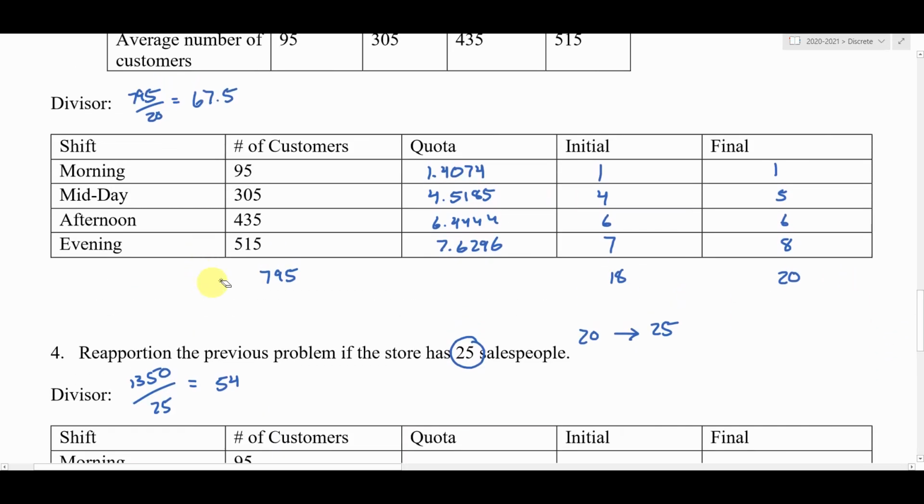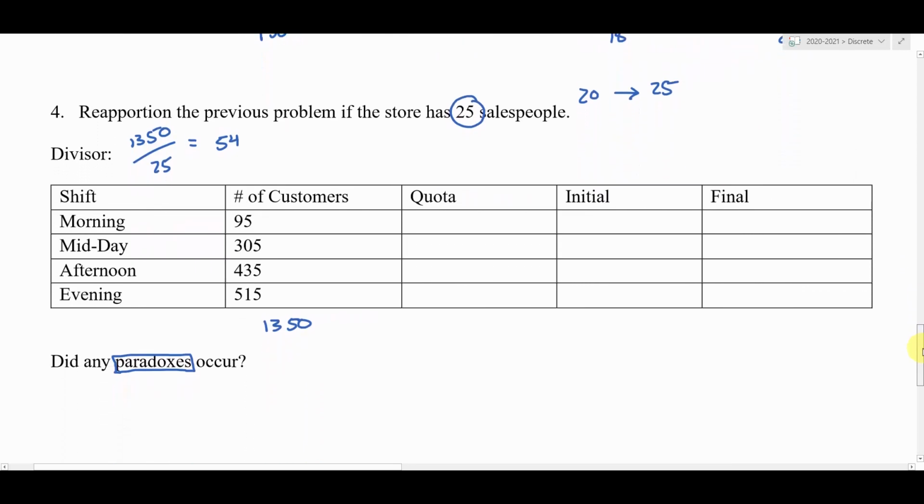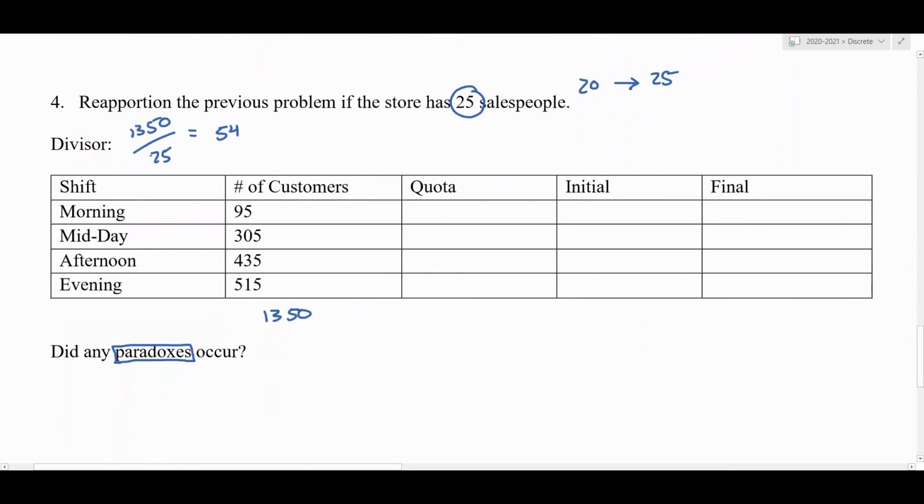And I think I messed up back here. This should have been 1350. I don't know why I wrote down 795. It's probably from the previous problem. There we go. Sorry about that. You probably are wondering, man, he made a big mistake in that last problem. I caught it though. All right, so here we go.